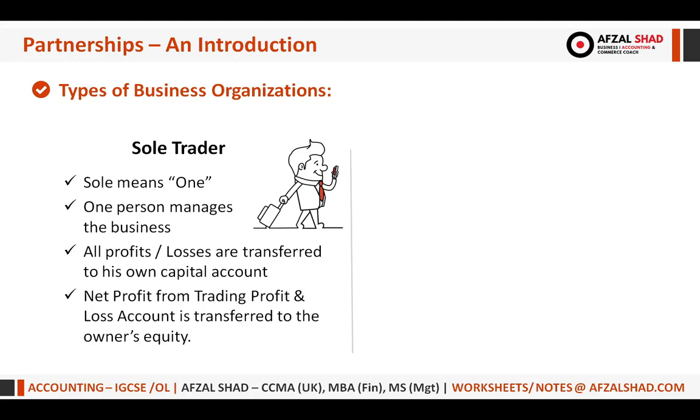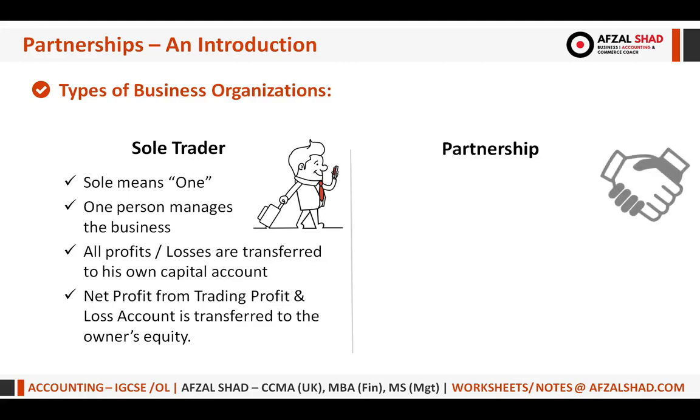So all of the net profit was going into the statement of financial position and was added to the capital, and God forbid if there was a loss, it was actually deducted from the capital account of that sole trader or sole proprietor. Then net profit from trading and profit and loss account is transferred to the owner's equity. That's what I have just told you, that whatever net profit which we were getting, for example $5,000, it was going into the capital accounts directly. So there was nothing else in between the net profit and adding it to the capital accounts.